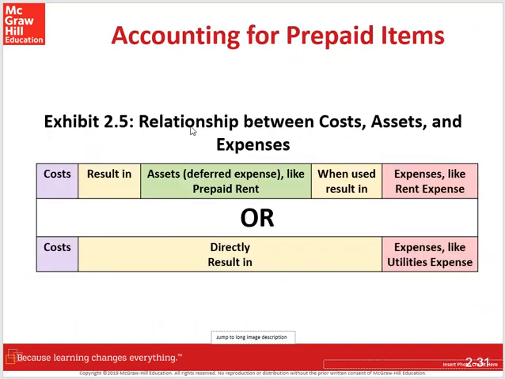So as we think about prepaid items, we need to understand the relationship between costs, assets, and expenses. So some costs result in assets, which are sometimes deferred expenses, expenses that we put off until later. So prepaid rent, prepaid advertising, prepaid insurance is another common one. Even supplies. We hold it as an asset till it gets expensed later. And then when we use up the rent, the insurance, the advertising, the supplies, then we expense it over to something like rent expense, insurance expense, supplies expense. Other costs just get directly expensed. So we get our utility bill, we pay it, we have utilities expense.